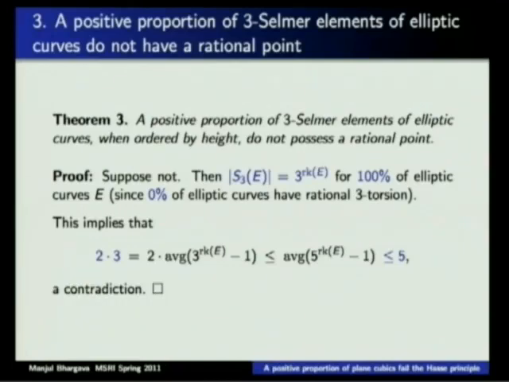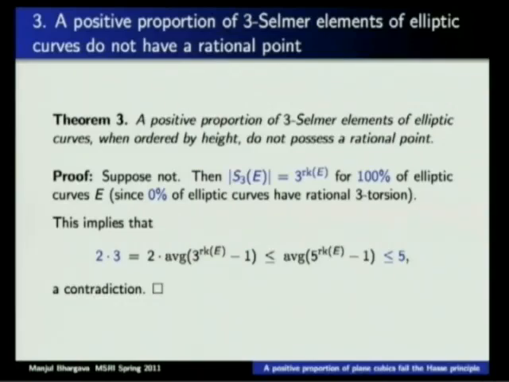So what that means is that some positive proportion of the 3-Selmer elements, when you're counting all 3-Selmer elements up to height x, as x goes to infinity, will not possess a rational point. A positive proportion won't possess a rational point. And of course, you can make this effective and get bounds on how many would have to fail the Hasse principle. But this is saying that a positive proportion of 3-Selmer elements do not possess a rational point.